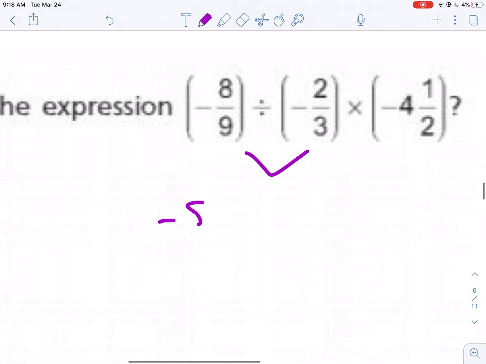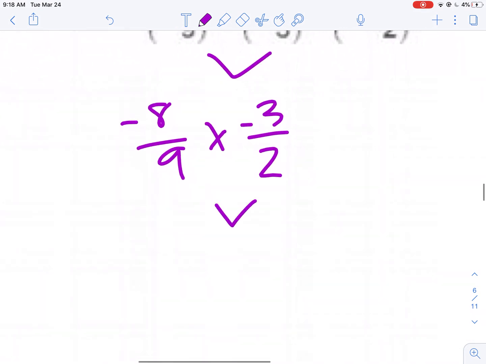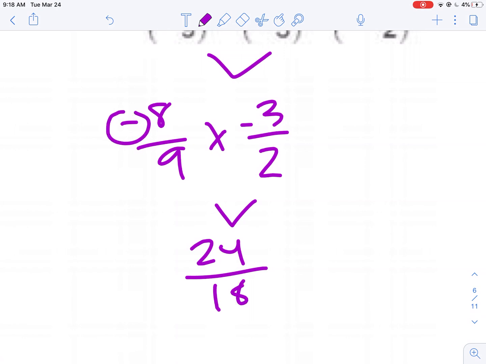So negative 8/9 times negative 3/2, and then you combine that, you get 24/18. You choose, do you want the negative to go to the top or do you want the negative to go to the bottom? It can be -8 or -9 here, but it can't be -8 here and -9 here. So I decided to keep them both for the numerator, so -8 times -3 is positive 24. And then 9 times 2 is 18.